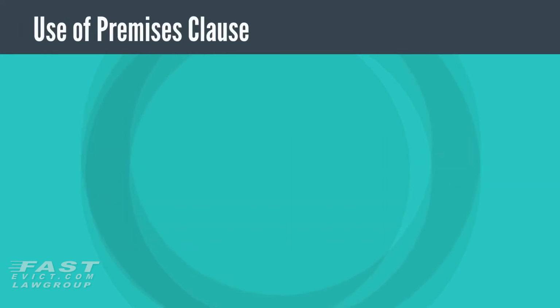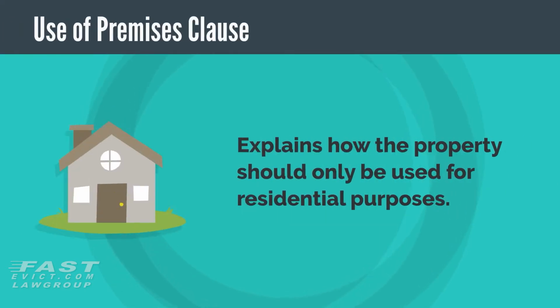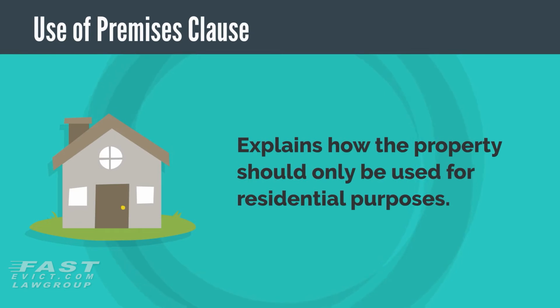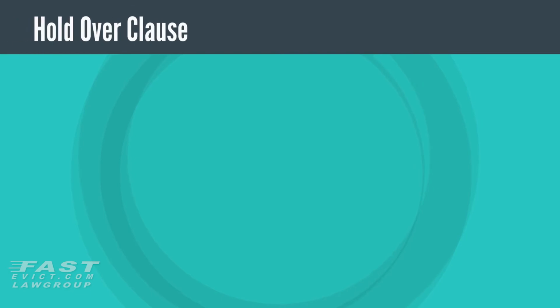Use of premises clause. This clause should clarify that the property is designed for residential use only. In other words, the tenant shouldn't use the property to run a business. It should also include verbiage on the use of common areas, how it should only be used by people listed on the lease, etc.